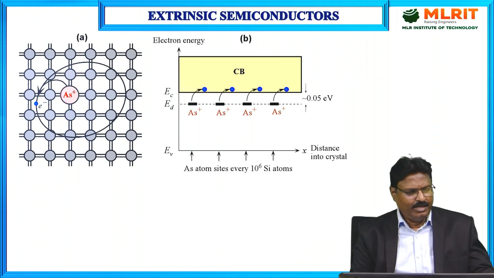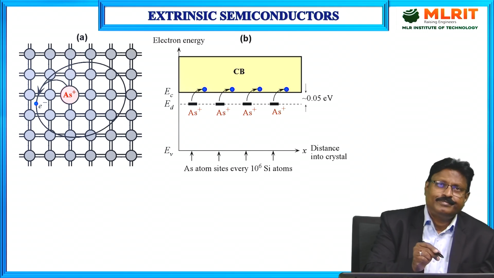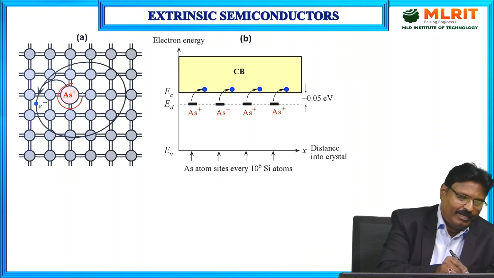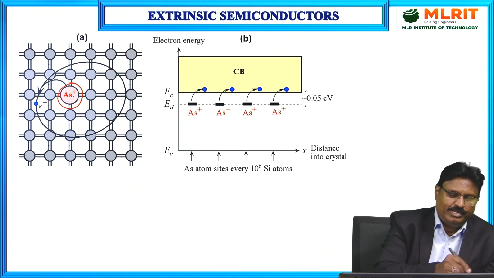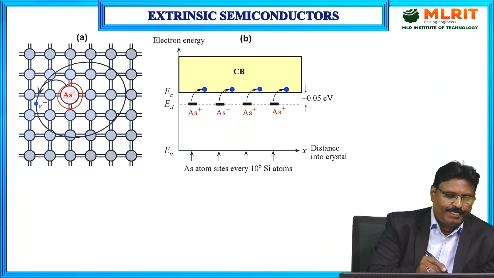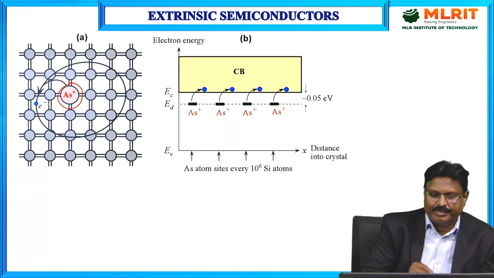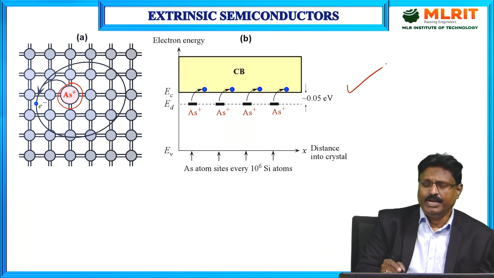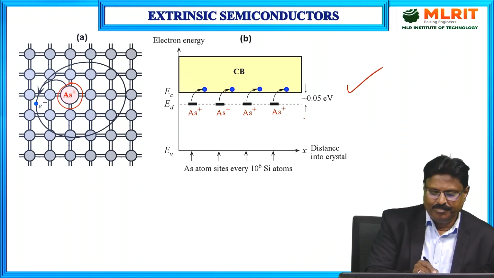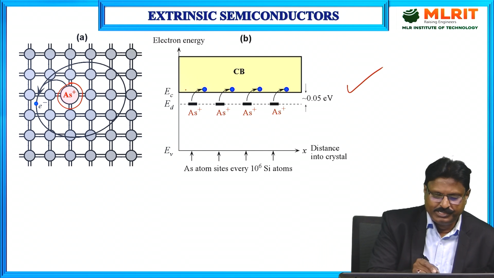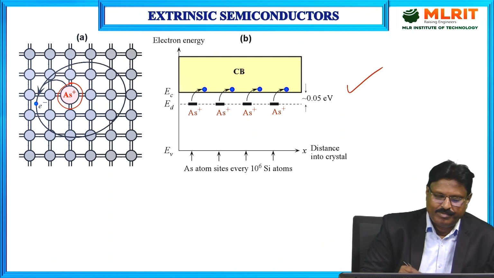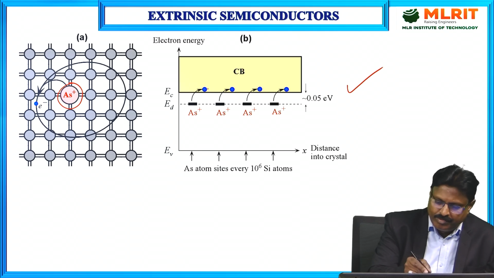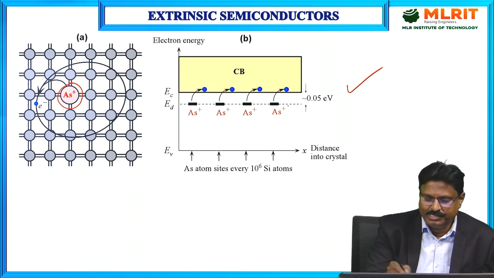In another way, I am taking one more group 5A atom, that is arsenic. So I doped arsenic into the silicon crystal, where the fifth electron is free. As you can see, whenever I am doping the arsenic impurity atom, an energy level is created just beneath EC. EC is the lowest energy level in the conduction band. So beneath that, one more energy level is created here.